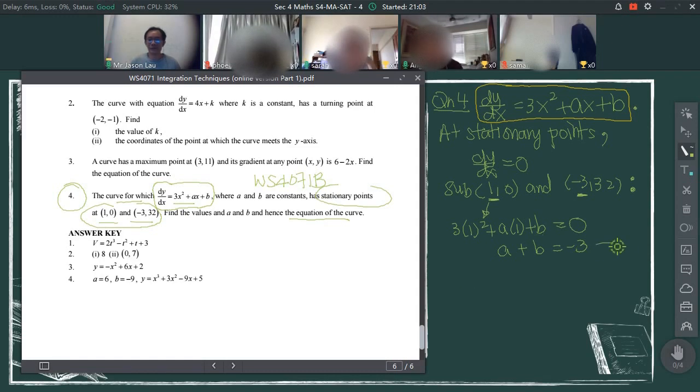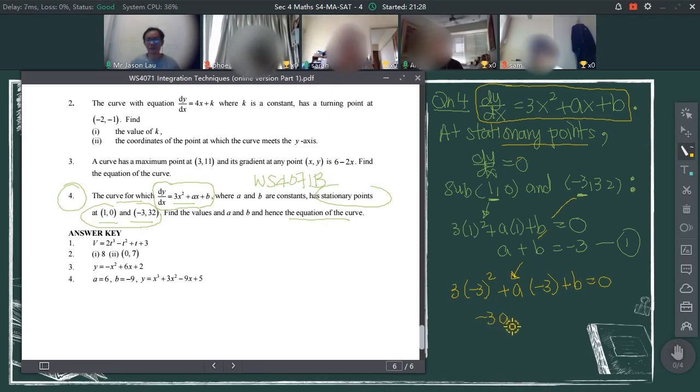Then after that we'll sub in for the other point. So you sub in -3, you get 3(-3 squared) plus a(-3) plus b also equal to 0 because of stationary points. Then you simplify. So you get the second equation. Do your mathematics, all these things properly.